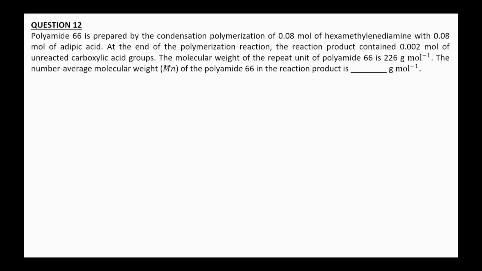Now the polymerization reaction is happening and you are going to get the reaction product, but the conversion efficiency is not going to be 100%. You have 0.002 mole of unreacted carboxylic acid groups. The molecular weight of the repeat unit of polyamide 66 is 226 gram per mole. They are asking you to calculate the number average molecular weight of the nylon 66 in the reaction product.